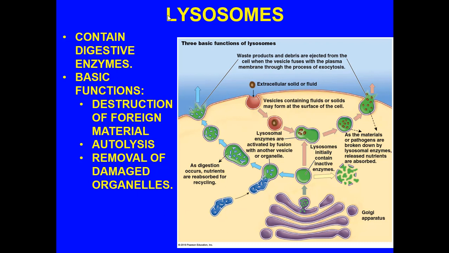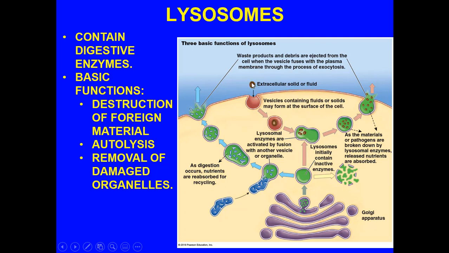Well, digestive enzymes don't dissolve everything, but they do have to be put in a specific site, encased in a membrane. Now, there's a reason for that. In part, if you just basically secreted or leaked out these enzymes everywhere, they would begin to start destroying other cellular components, cytoskeleton, other organelles, things like that. The basic functions of lysosomes are to do the following: destruction of foreign material, autolysis, and removal of damaged organelles. Let me get back to autolysis last, but let me start off with foreign material.